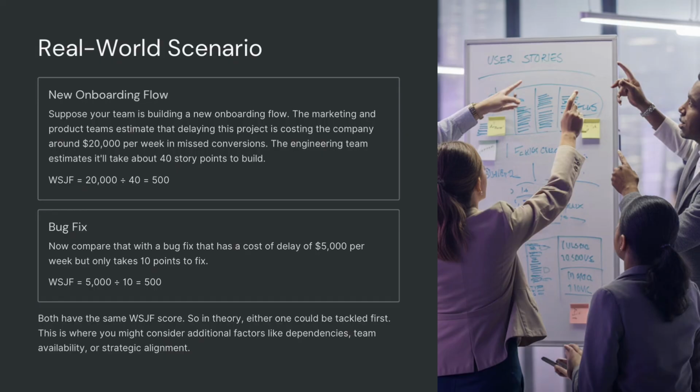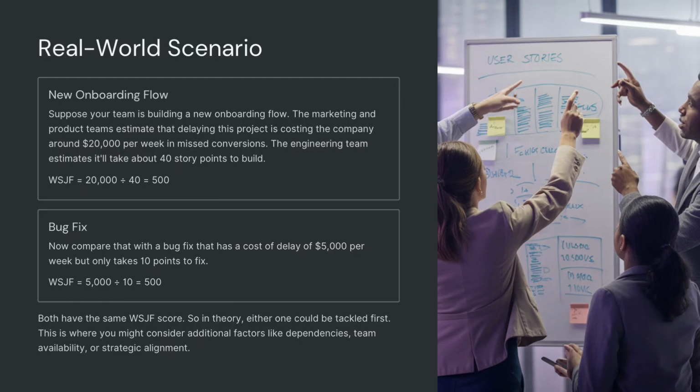Say a new onboarding flow for an app. Let's estimate delaying it costs $20,000 a week in lost signups, and the engineering team figures it's about, say, 40 story points of work. So WSJF is 20,000 divided by 40. That's 500.